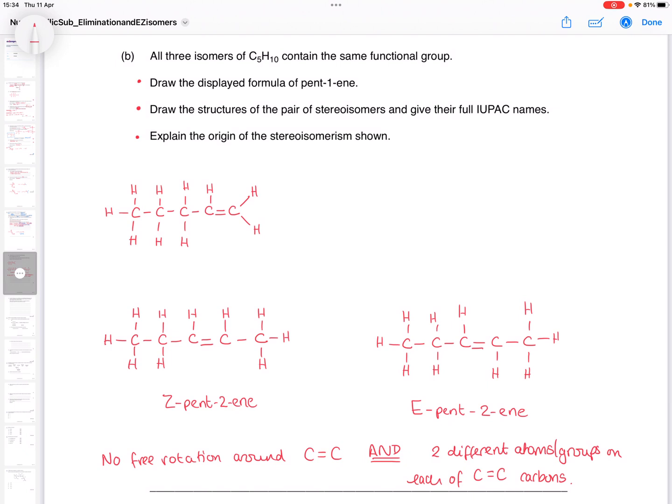But if you take a look at pent-1-ene up here, you'll see that pent-1-ene can't have E and Z because on one side the carbon is bonded to two of the same thing. So we could just turn that molecule over and it would give the same thing either way up. So it doesn't matter that we can't rotate, we can't get two different stereoisomers for that one.